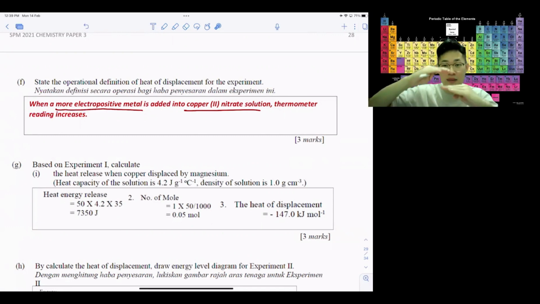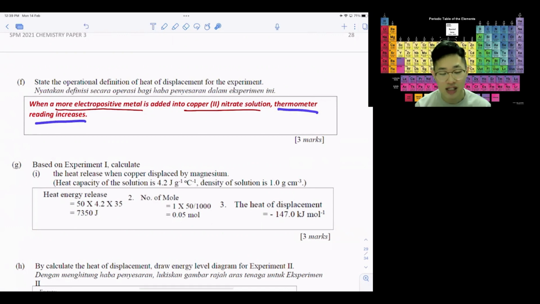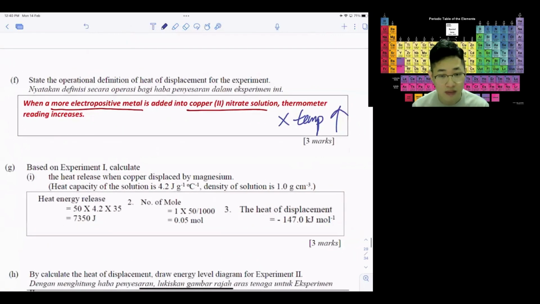Okay, the temperature increase. That means it's showing that it is an exothermic reaction. Thermometer reading increases. Never write temperature increase. Temperature increase is not an observation. It should be thermometer reading because you see the reading. You can't see the temperature around you.